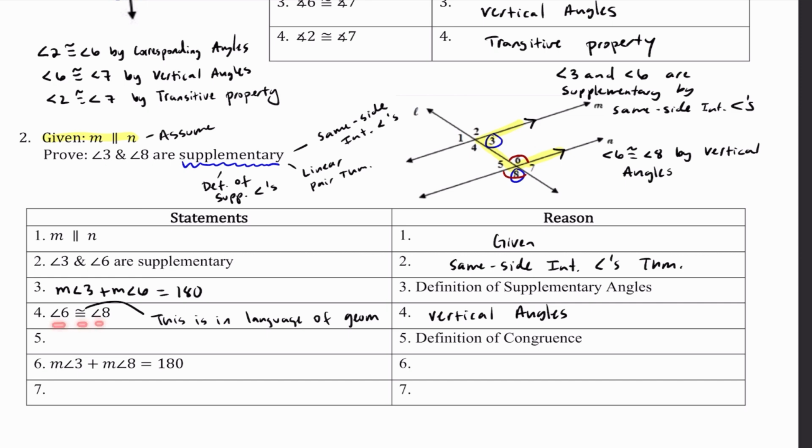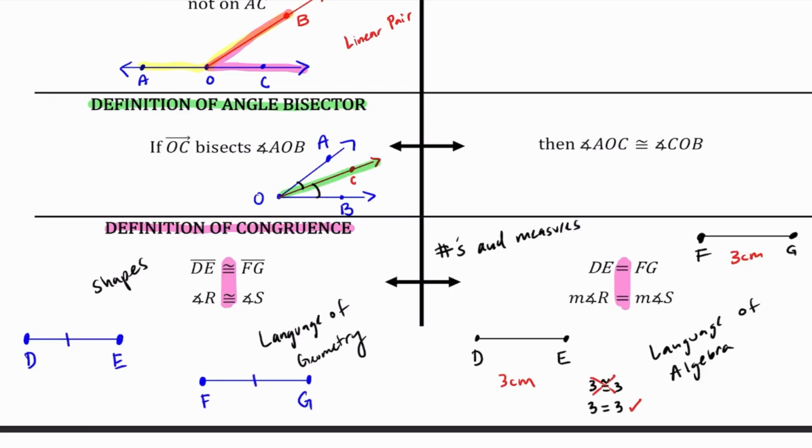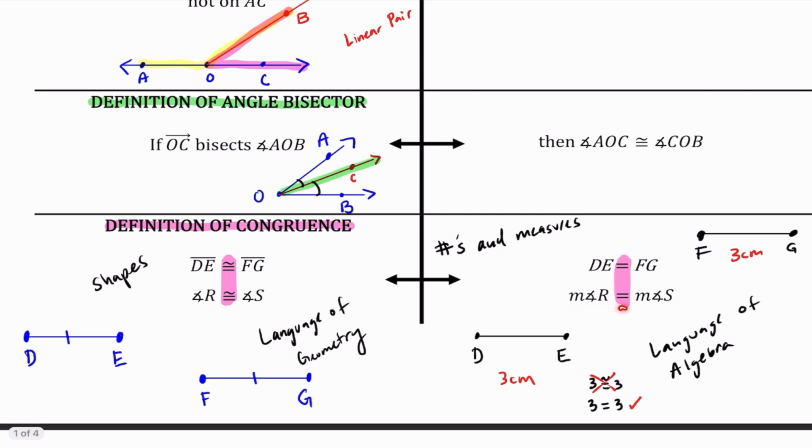So if angle 6 is congruent to angle 8, then by the definition of congruence, what do I put here? So I'm going to go back to my pink sheets and read what the definition of congruence states. So we have the language of geometry dealing with shapes and the language of algebra dealing with numbers and measures. If segment DE is congruent to segment FG, then the measure of DE is equal to the measure of FG. If angle R is congruent to angle S, then the measure of angle R is equal to the measure of angle S.